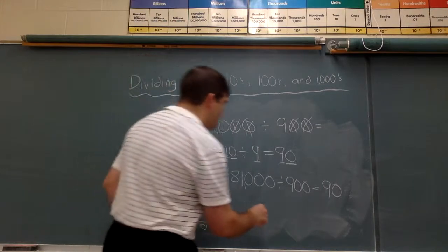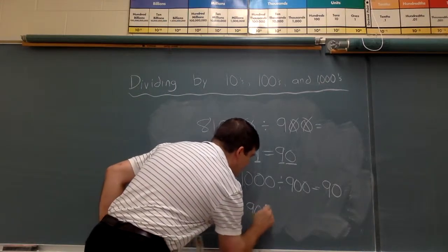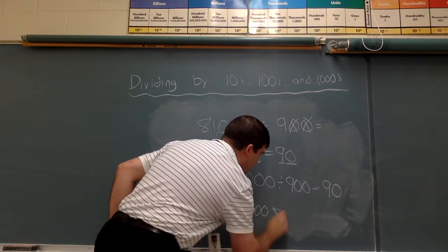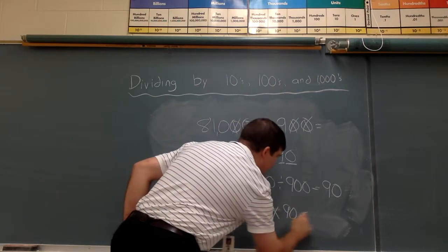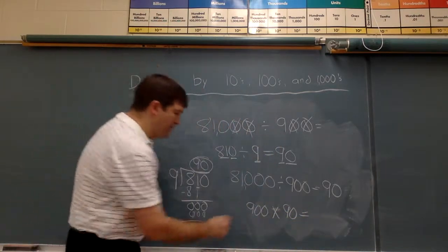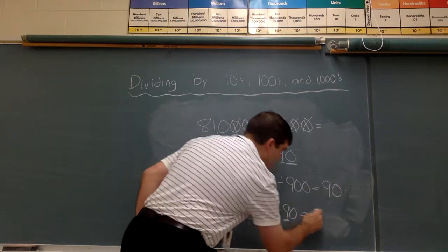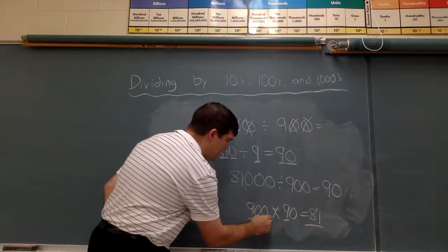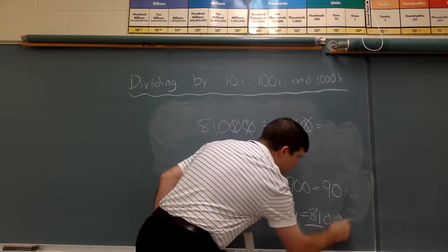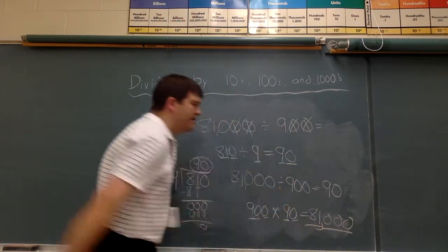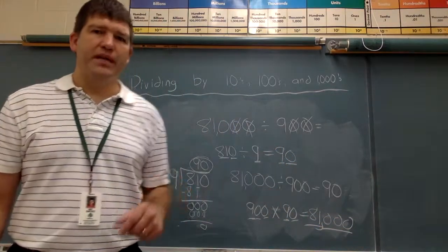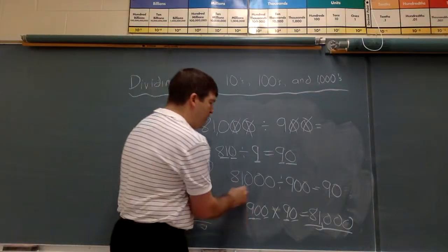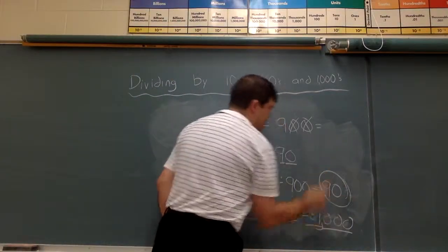Okay? So now I'm going to take my 900 times 90, and I'm going to see what I get. So I do 9 times 9, that gets me 81 because I know my little facts. And then I have 1, 2, 3, 1, 2, 3, and my 3 zeros, 81,000. That's what I needed. So 81,000 divided by 900 equals 90.